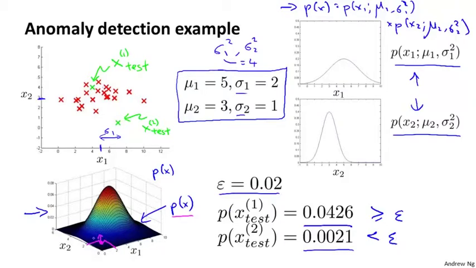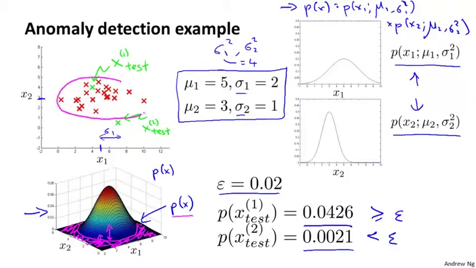What this is really saying is that if you look at this 3D surface plot, all the values of x1 and x2 that have a high height above the surface correspond to a non-anomalous, or okay, or normal example, whereas all the points far out here, all those points have very low probability, and so we're going to flag those points as anomalous.